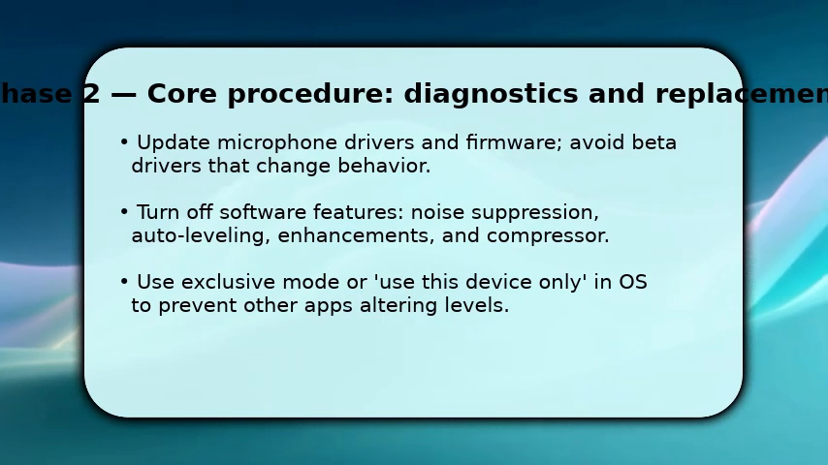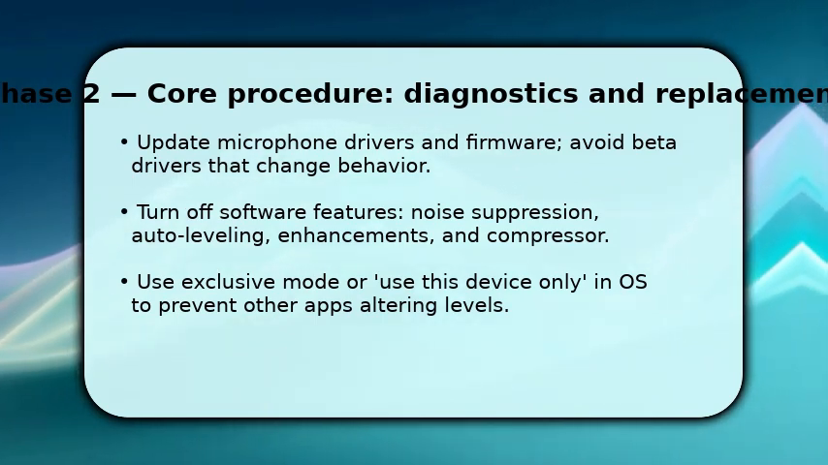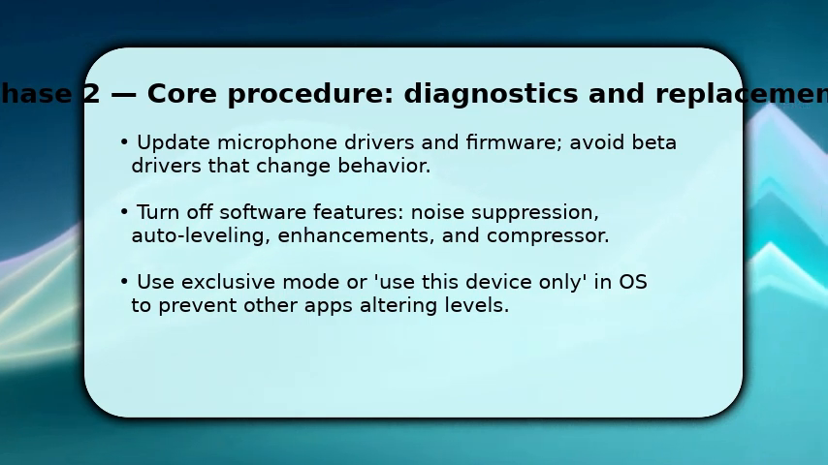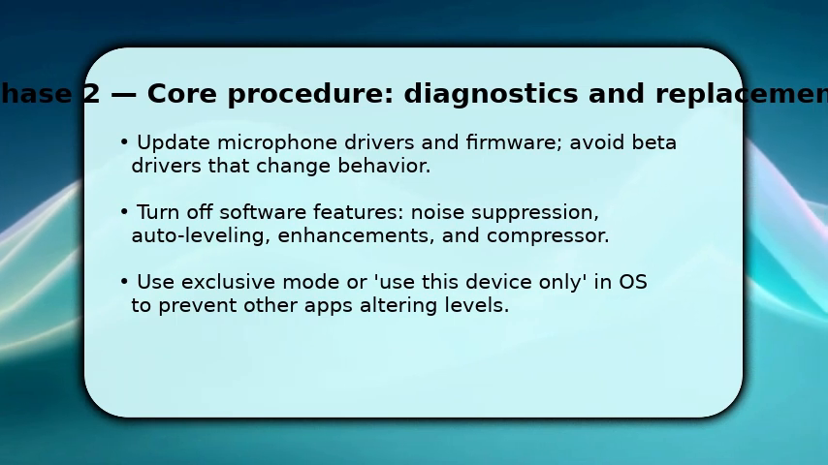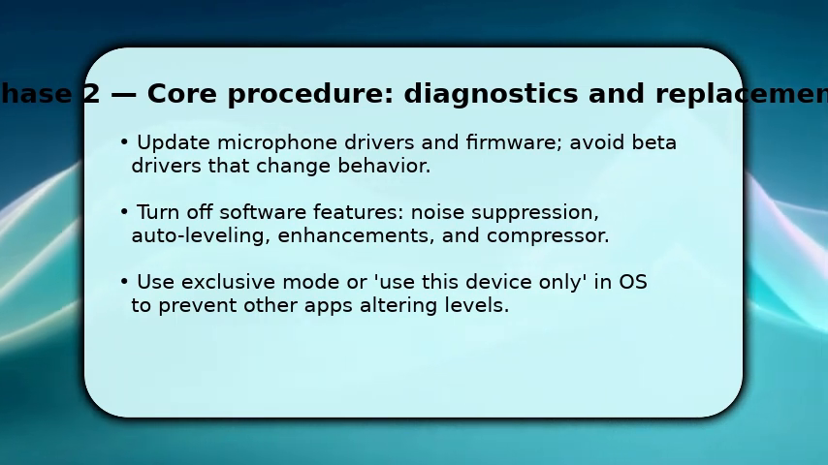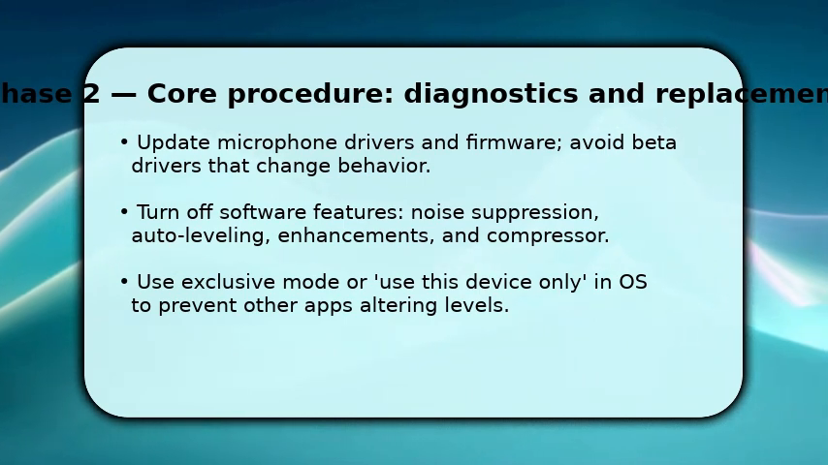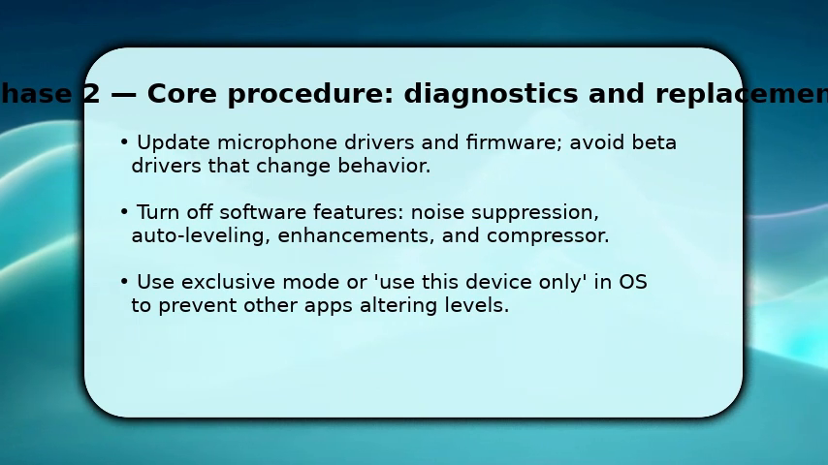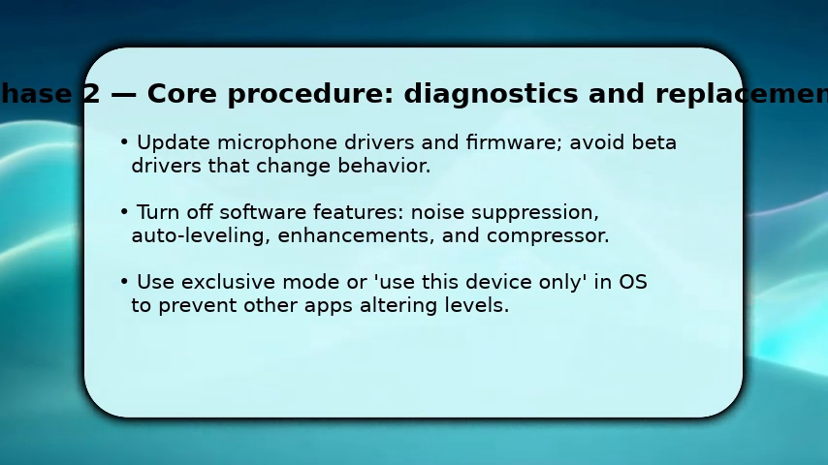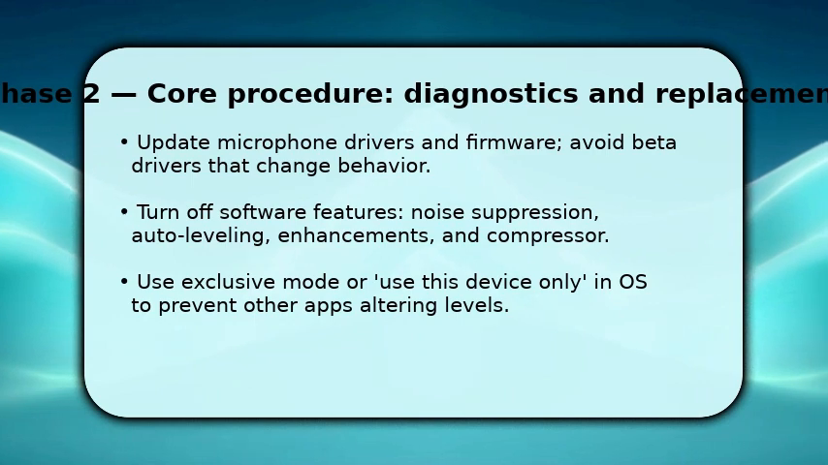Next, make the software environment predictable. Update the microphone driver and firmware to the latest stable release so buggy auto-level fixes aren't applied behind your back. Then, in both the OS audio panel and your recording or conferencing app, turn off noise suppression, auto-leveling, enhancements, and any compressor. These process chains change gain dynamically. Also, enable exclusive mode or a "use this device only" option so other apps cannot grab the mic and alter its gain while you're working.